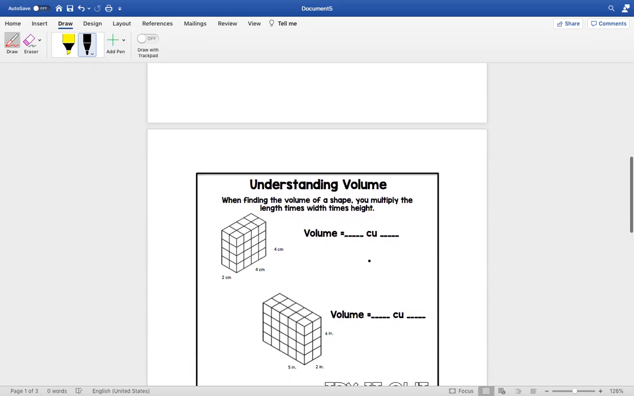We have 2 different ways that we're going to find volume. The first way, we're going to learn why the volume formula works, and the second way, we're going to practice. So when you are finding volume, you have to multiply the length times the width times the height. The reason that works, we're going to look at this very first shape right here to figure that out.